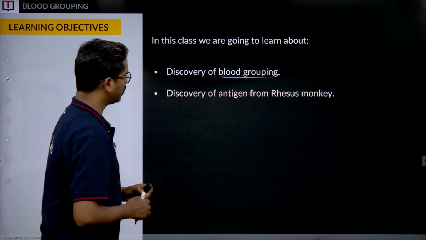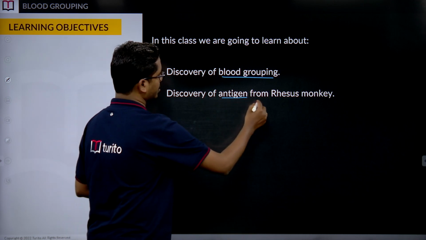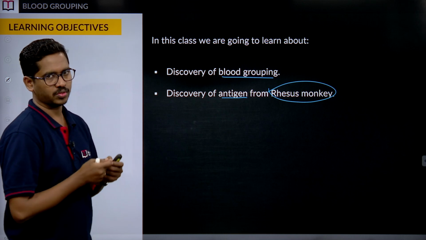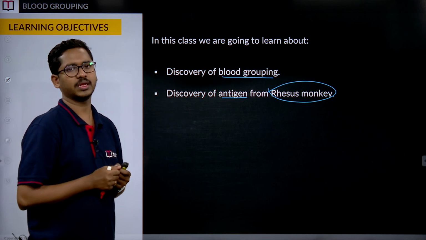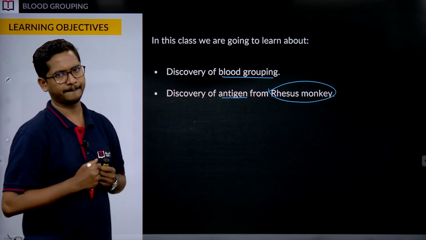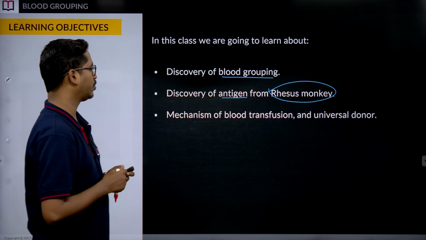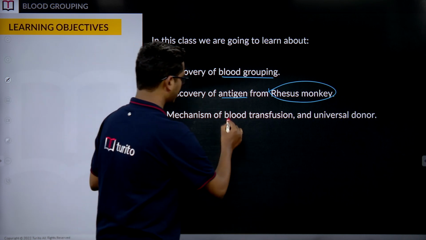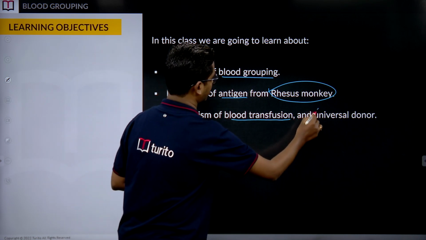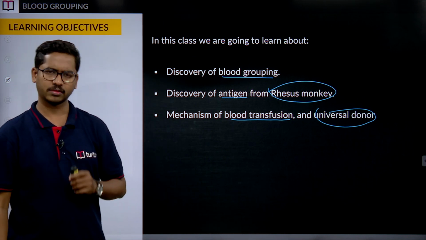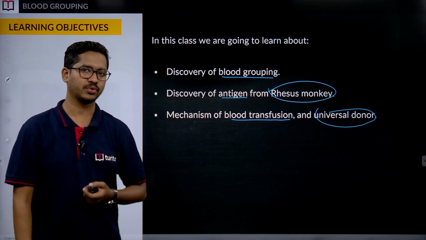Once done, we will also look into the discovery of the antigen from a rhesus monkey. So, the presence of this antigen in the blood is one of the important things, okay. So, that is an entirely different thing. And we are also going to understand the mechanism of blood transfusion, and we will understand a few details of the universal donor.